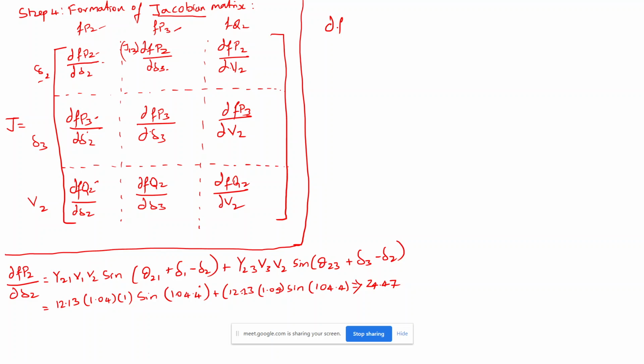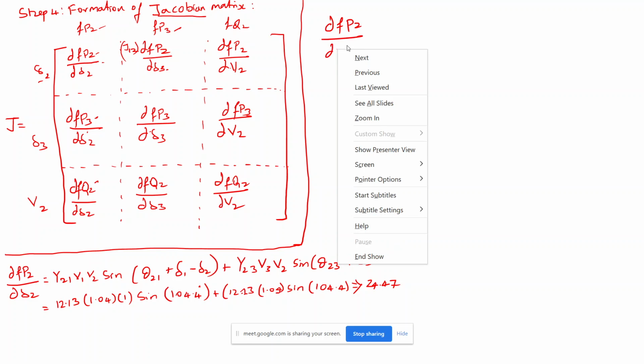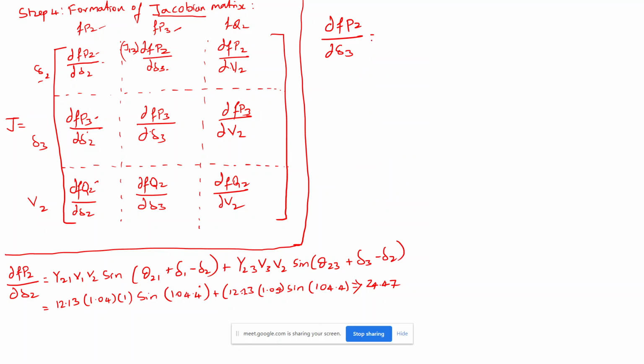Then ∂fp2/∂δ3, the value of this is minus 12.23. And then we need to find out ∂fp2/∂v2. Same equation we are going to differentiate with respect to δ3 and here v2. So if you differentiate this, then you will get 5.64, and next we can solve this one.